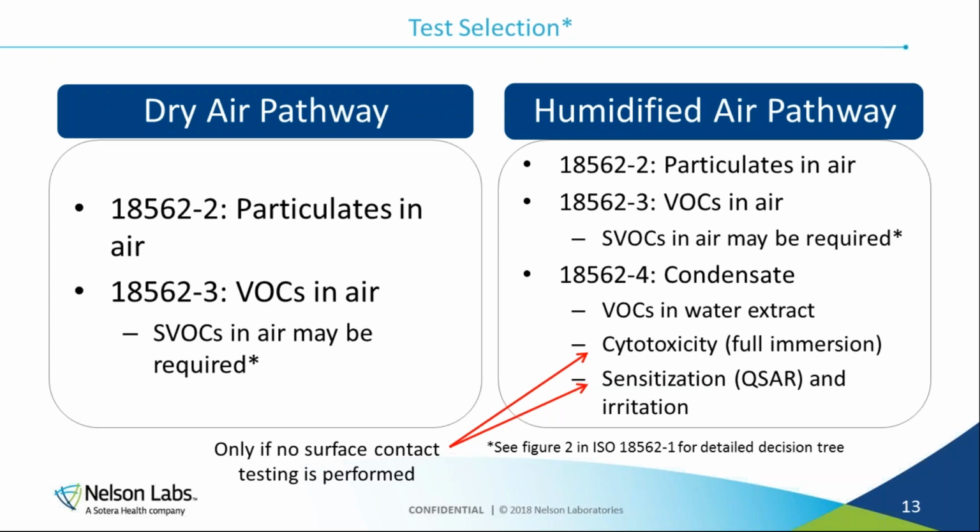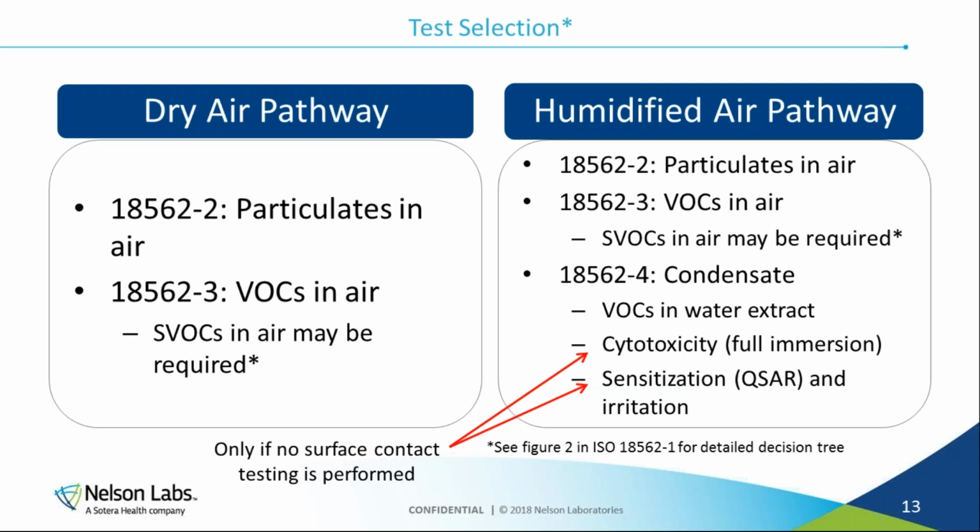So dry air pathway on the left of the slide is going to require additional testing through particulates in air and VOCs in air. So when we think about dry air pathway, we're talking about a tube that does not touch the patient. So the other considerations in 10993 would not be appropriate. These are the main concerns because we want to know what could transfer from that tube into the patient. So particulates would be of great concern, and then of course our volatile organic compounds.